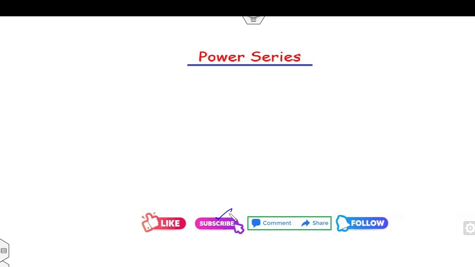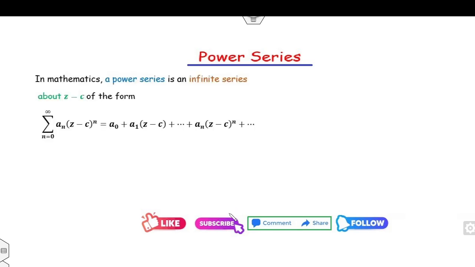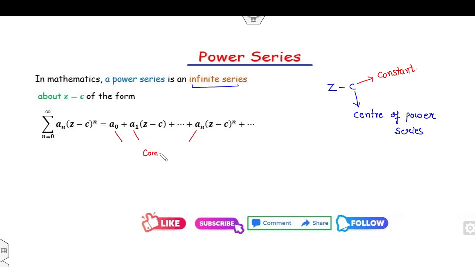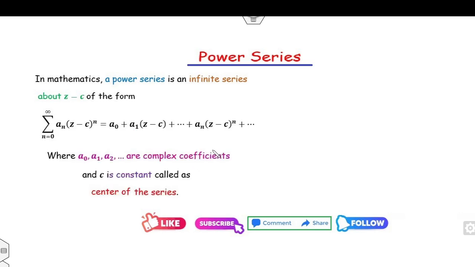Now, what is the concept of the power series? Whenever we are dealing with the power series, the first thing that comes to mind is that a power series is an infinite series about the point z minus c. Here, this c is called the center of the power series, and c is always a constant number. While a0, a1, an are called the complex coefficients of the power series.